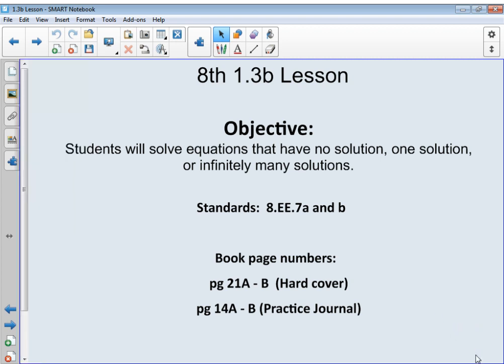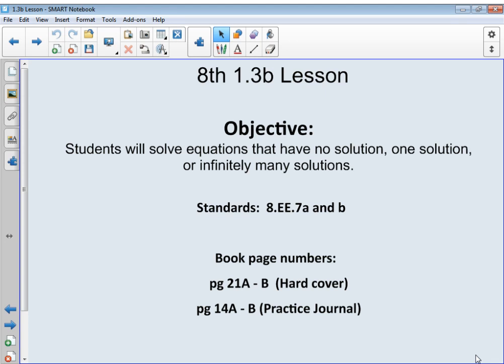Okay, today's lesson is the 8th grade lesson 1.3b. The objective for today's lesson is students will solve equations that have no solution, one solution, like we've been doing so far, or an infinite number or many solutions. The standards covered in this lesson are 8.EE.7a and b.